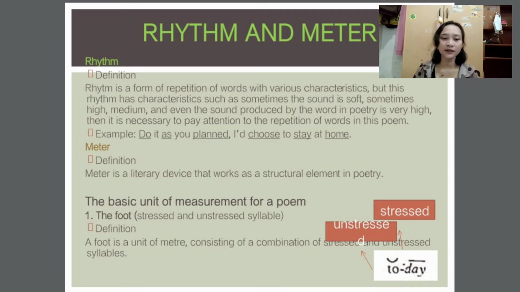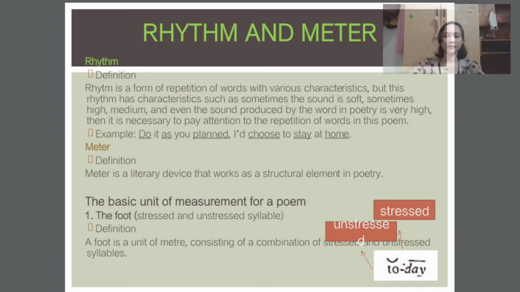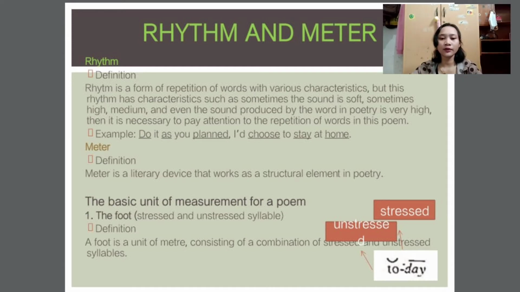And definition of meter. Meter is a literary device that works as a structural element in poetry. Next, the basic unit of measurement for a poem. Number 1, the foot, like stressed and unstressed syllables. Definition of foot. A foot is a unit of meter consisting of a combination of stressed and unstressed syllables. Example, to, they. To is unstressed and they is stressed.